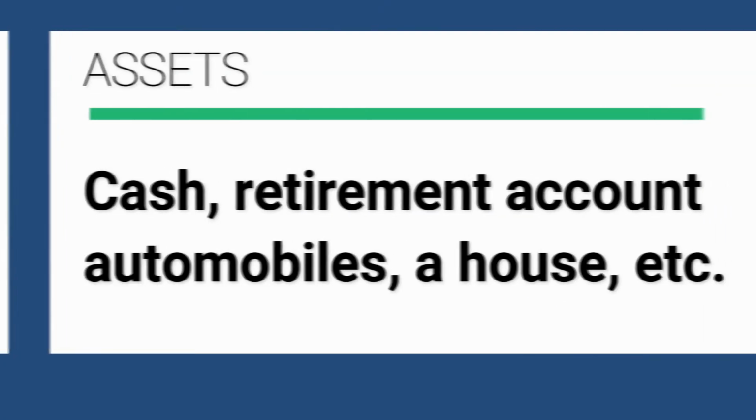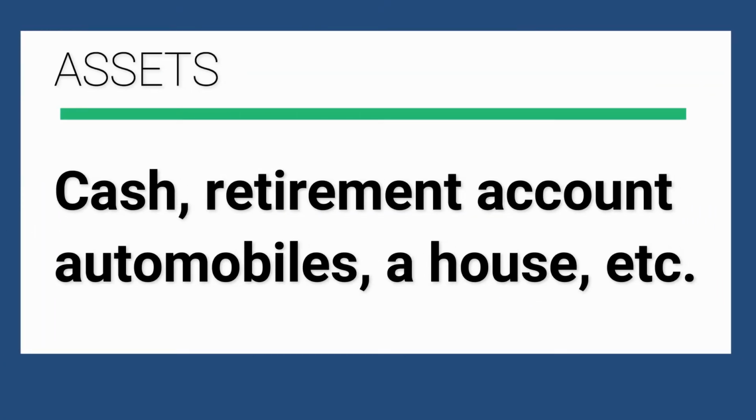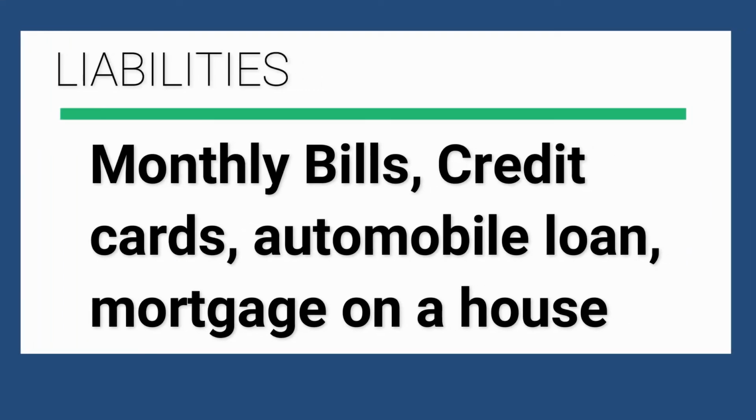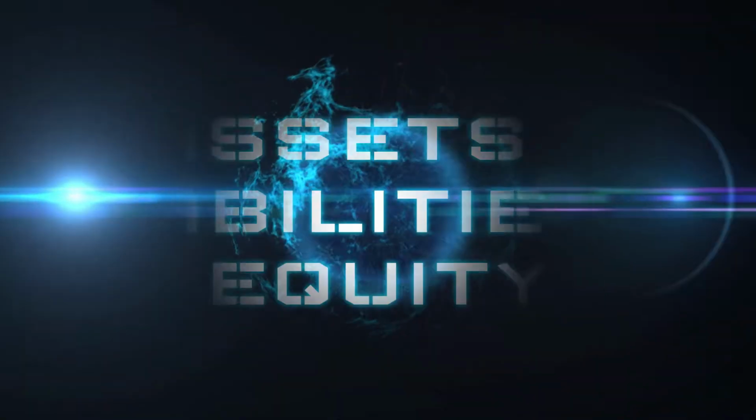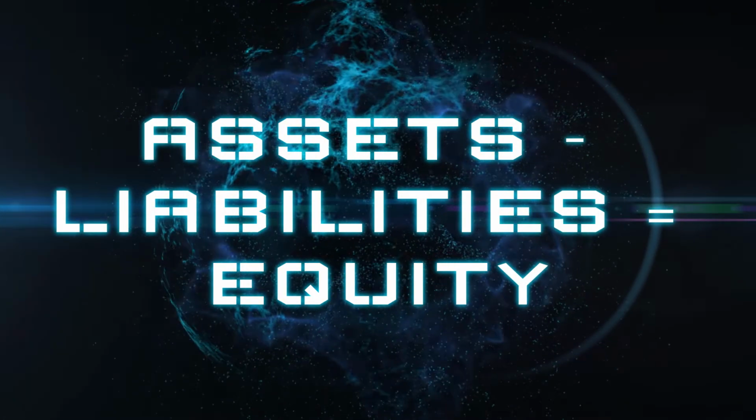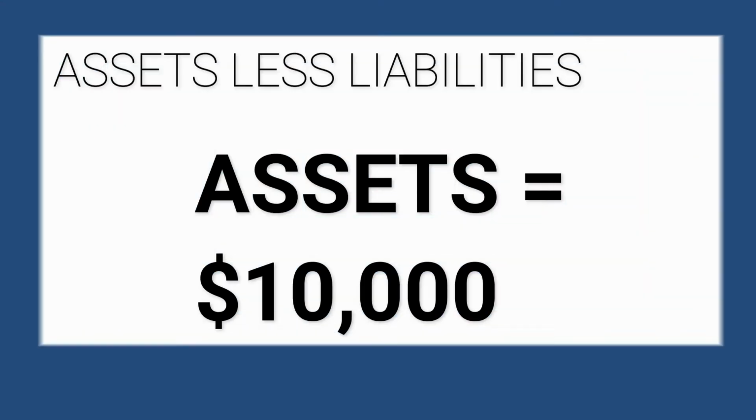So how can we apply this to your life? You have a cash account, that's going to be an asset. If you have a 401k, that's also going to be an asset. Do you own a car? That's an asset. Then liabilities. Do you have a credit card? That is a liability. Do you have a mortgage? That is also a liability. Do you have an auto loan? That is a liability.